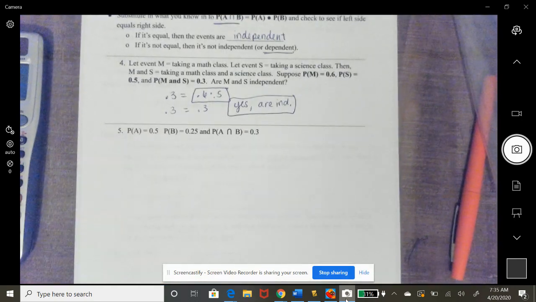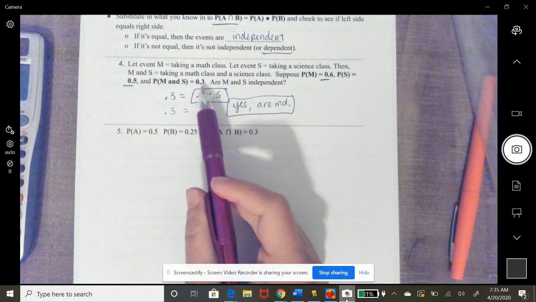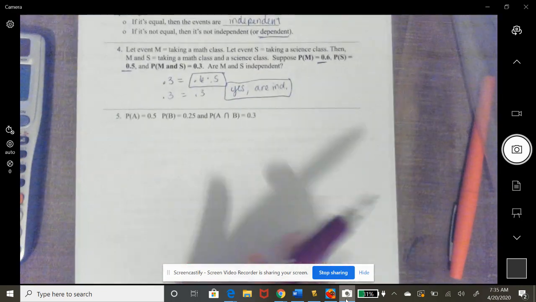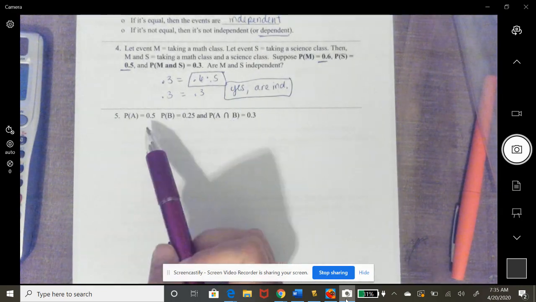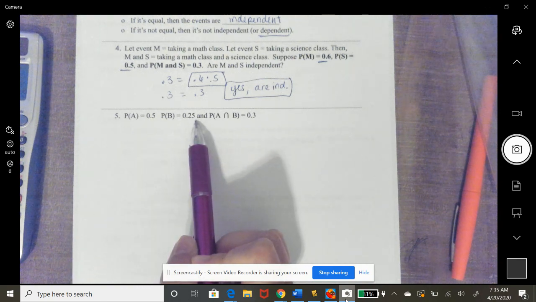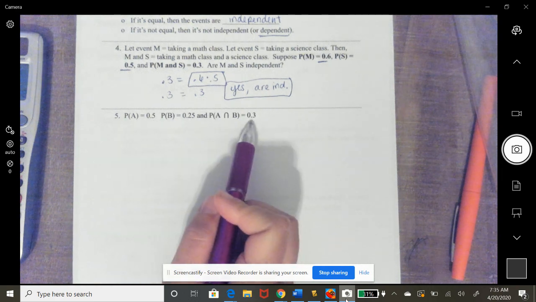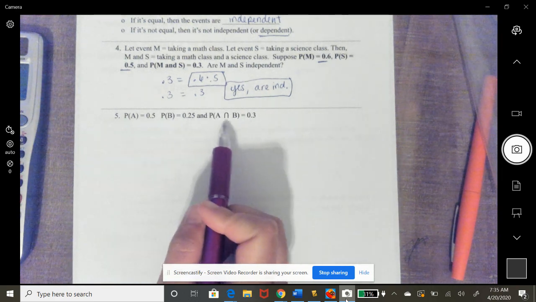You're basically just multiplying these two probabilities together, the two individual ones, the ones that do not say and. This one and this one. And you want to see if it equals this one. Most of the problems are going to look something like this where they just list them out. Probability of A is 0.5, probability of B is 0.25, and if I multiply those together, it should equal this A intersect B, or A and B.